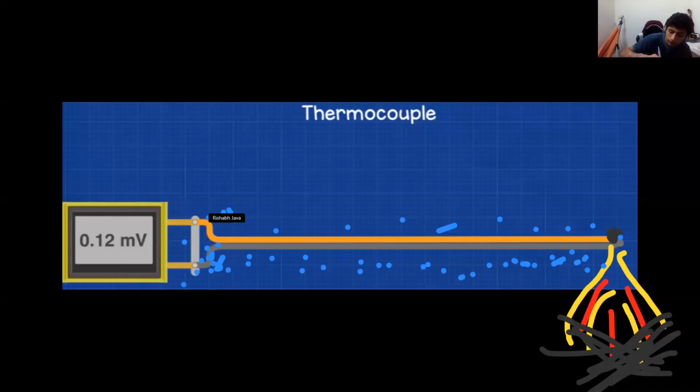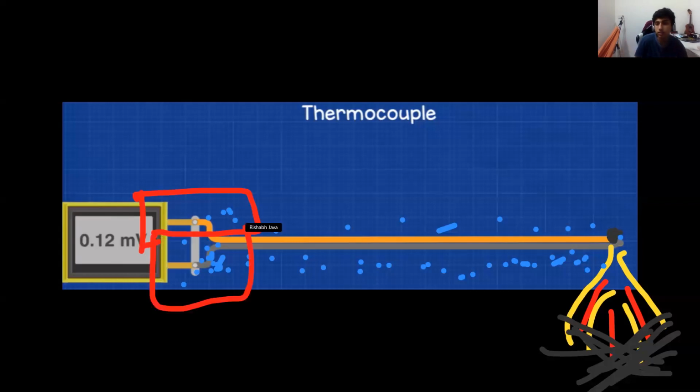You can think of this as basically becoming a battery. Yes or no? It basically becomes a battery, right? Because one side has more electrons than the other side. So it becomes a battery. Now what we do is we measure the potential difference across the battery, I mean across these two.